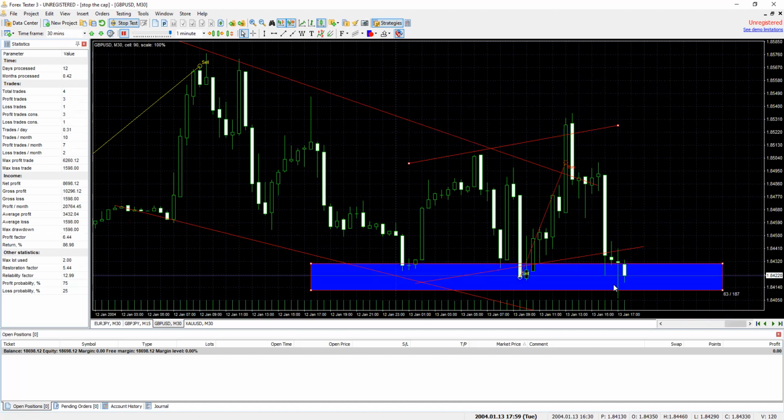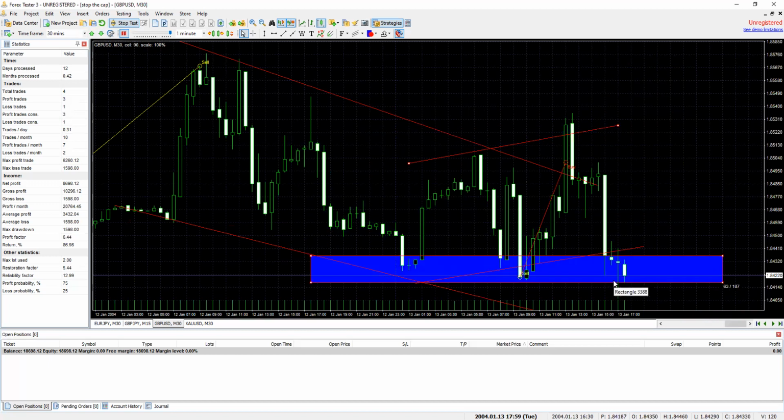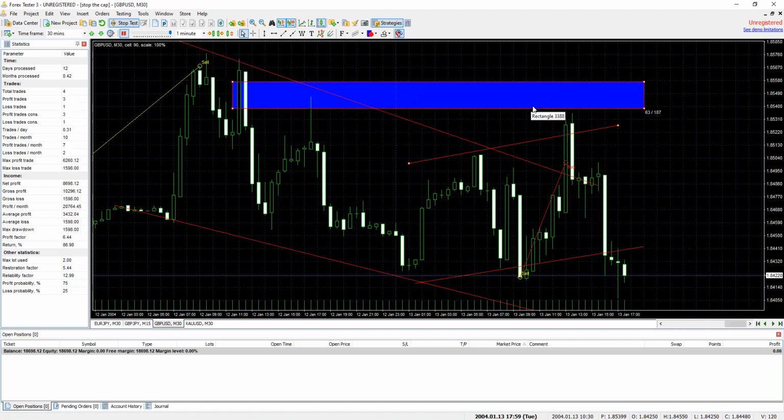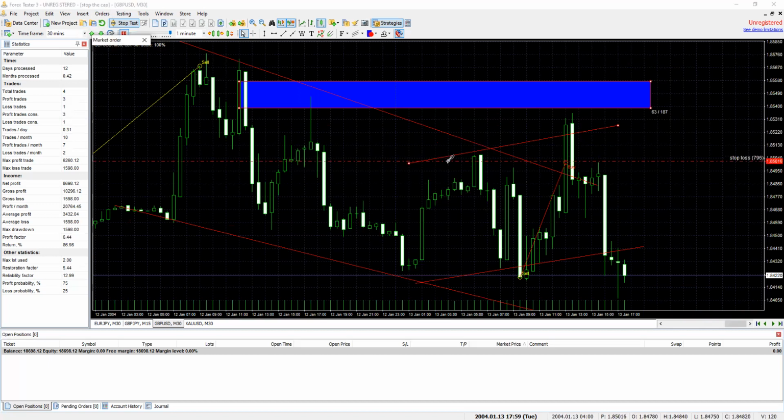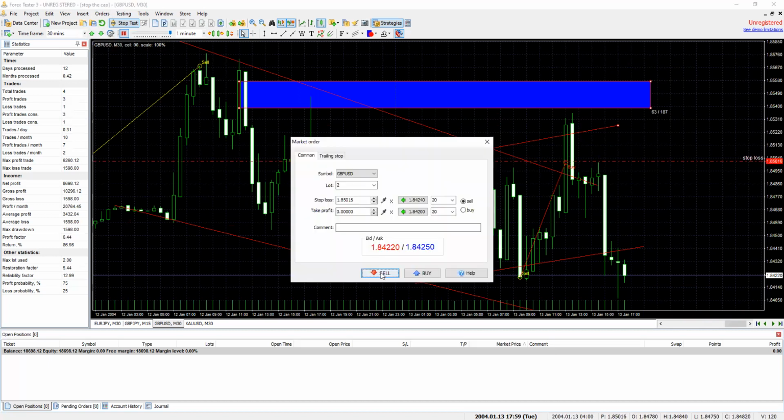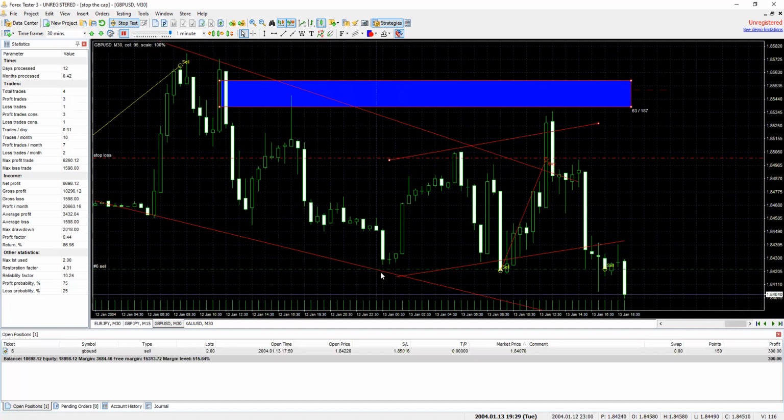Let me move this here. Having a break of the neckline over here. Let me move this here again. So now, having a break of the neckline again, we can sell. Stop loss. My stop loss is in structure. We are selling with 2 times the risk to reward.